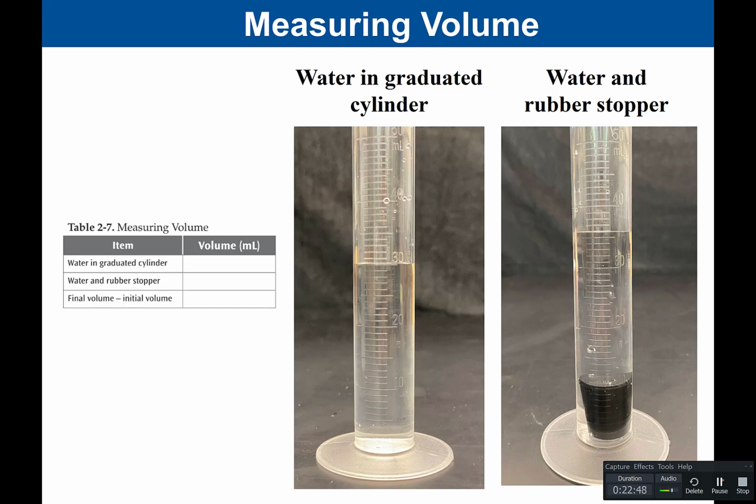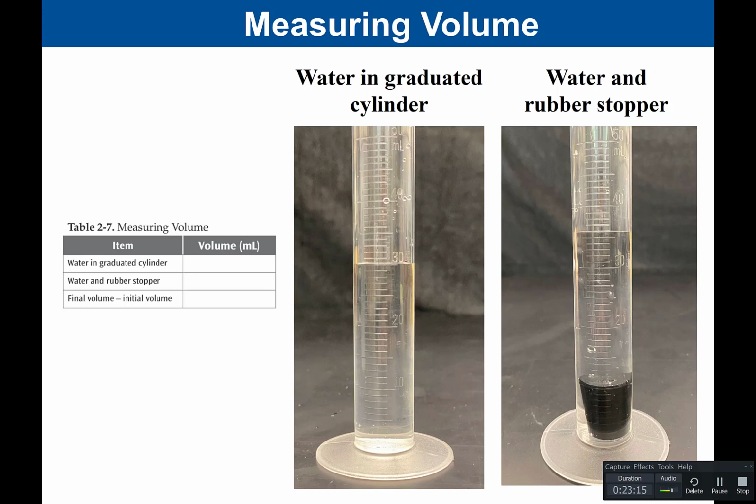So this is the data for the measuring volume experiment. So this is for table 2-7. And the first part asks for the water in the graduated cylinder, so the volume in milliliters. So what you're going to do is look at this graduated cylinder, and you want to find out what volume the water started at. So you're going to record the volume of the water.